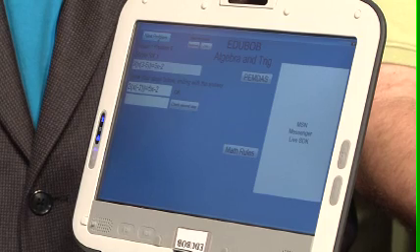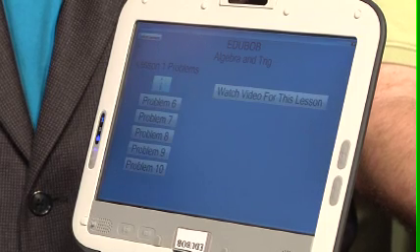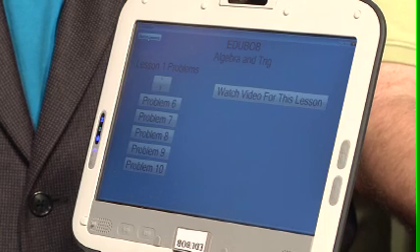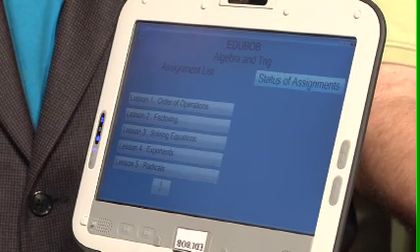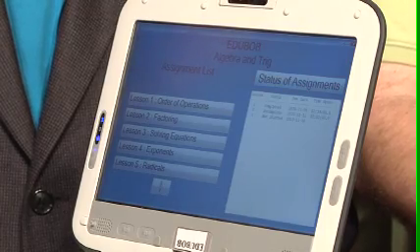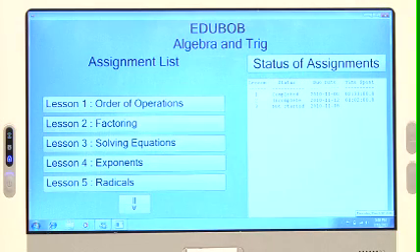When he is done, he can go back to the main screen, and after he has finished that lesson, he can go back to the home screen and look at what assignments he still needs to complete. Our student here today has completed assignment 1, and he still needs to complete assignment 2 and 3. All of this, the status of assignments, the lessons, the problems, are all based on our SQL database on the EduBob server.